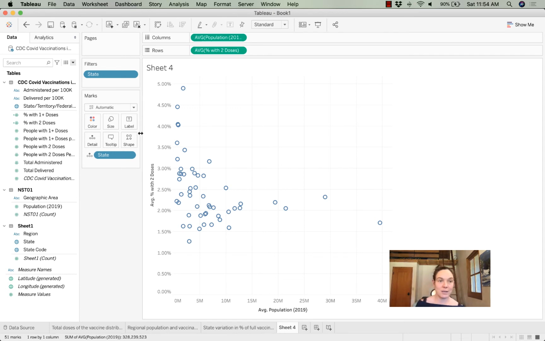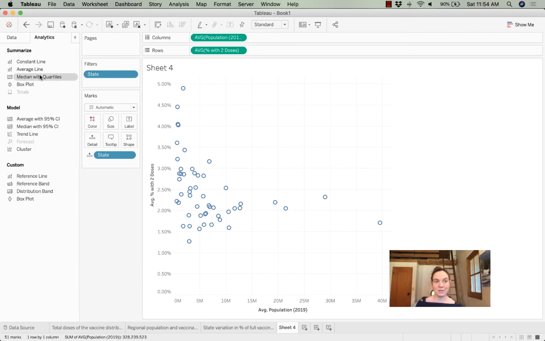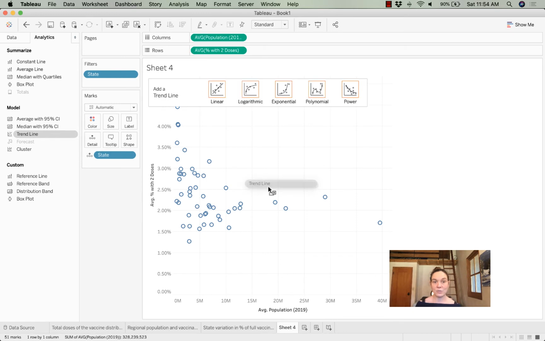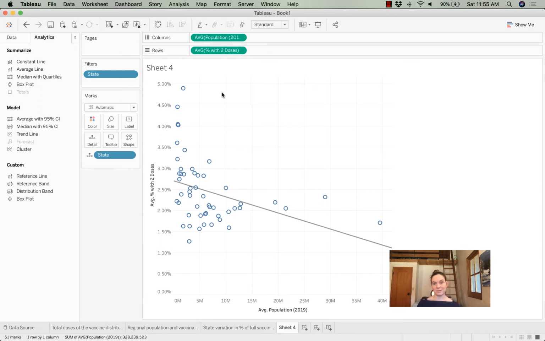To get that trend line, I go into the Analytics tab next to Data, and I choose Trendline. I just drag it onto the chart, and then I drag it into the type of trendline I want. I want a linear trendline. I want to see if there's a linear relationship. As population increases, does the percentage of people that are fully vaccinated change in a specific way? Look at that. That line shows a downward relationship. States with higher populations have a smaller portion of the population that's fully vaccinated.